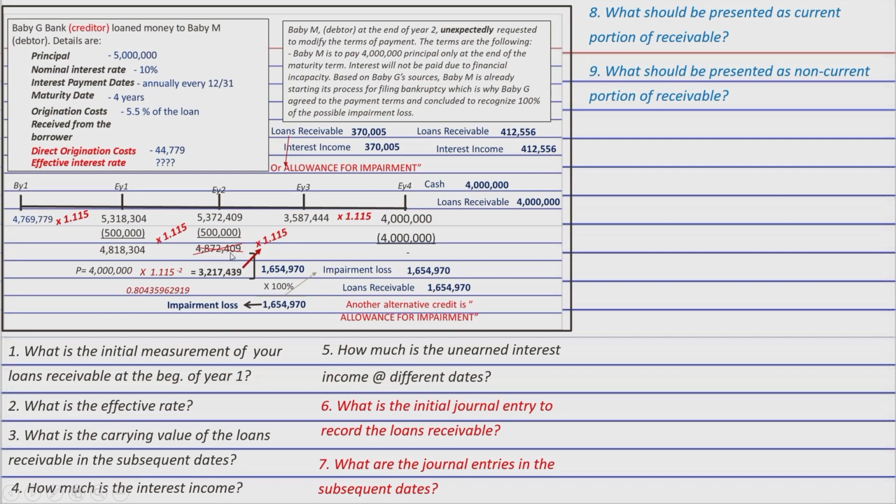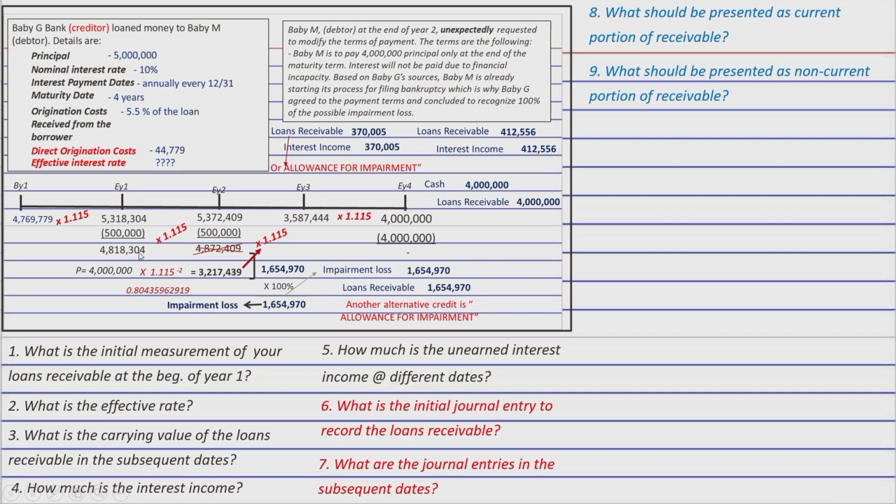Now, if the balance decreased, then the difference is what we call the current portion of the receivable. And the balance at the end of year 2 is automatically considered the non-current portion. So, in this particular problem, we have a loans receivable balance of 4,818,304 at the end of year 1. Now, if we compare it with the balance in year 2, you will realize that the receivable became bigger. So, as a conclusion, there is no current portion of the receivable.